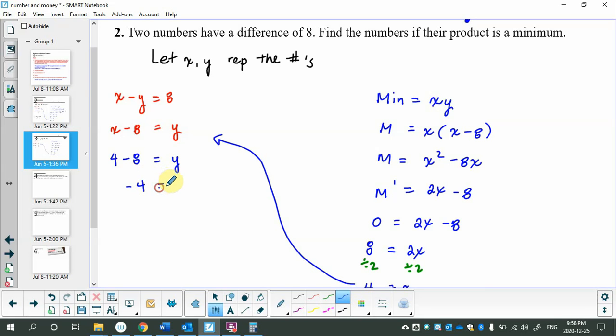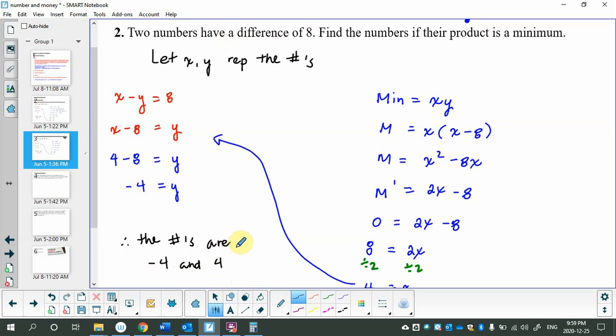And if you think about it, 4 and negative 4 do have a difference of 8. There's 8 numbers between them. And therefore, the numbers are negative 4 and positive 4. Or you could say plus minus 4.